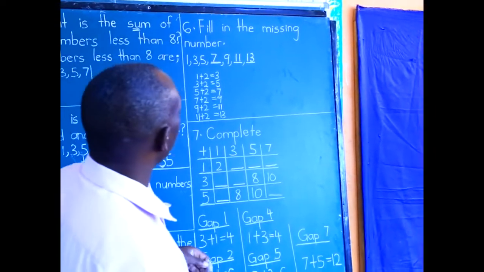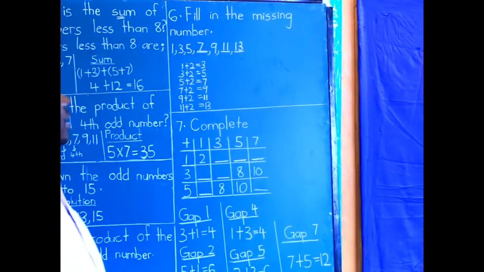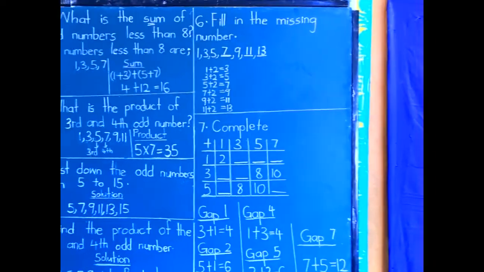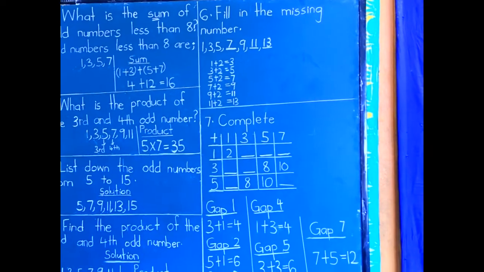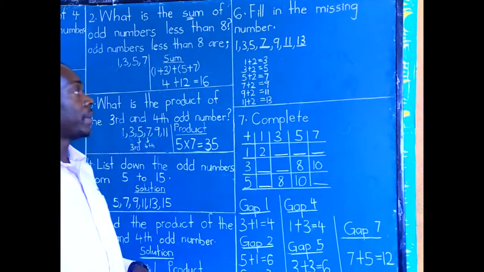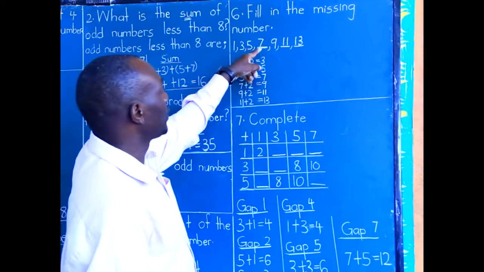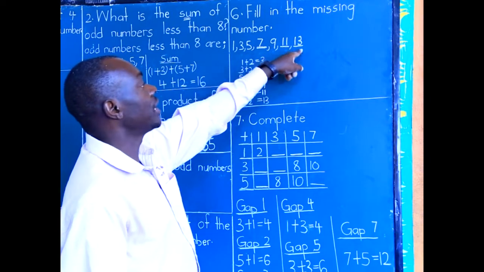Example number 6 today says, fill in the missing number. Fill in the missing number. Actually, the missing numbers are more than 1. So, a list of odd numbers is given. That is 1, 3, 5, dash, 9, dash, dash.